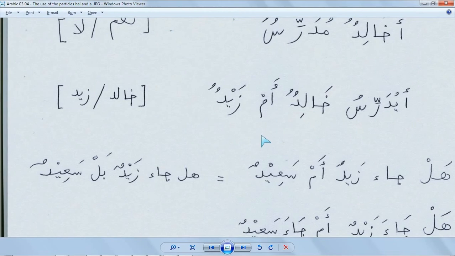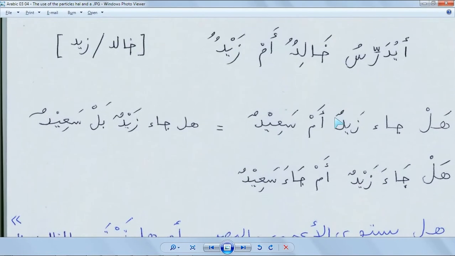Another word for أو is أم, and this occurs with an أ. So if you have a question and you want to ask, does he teach, teacher A, Khalid, or teacher B, Zaid, and you want the person to answer, you want them to choose one of these two options, then you have to use أم. So okay, this is the style in which it's said in Arabic. أيدرس خالد أم زيد. Does Khalid teach or does Zaid teach? And the answer will be يدرس خالد أو يدرس زيد.